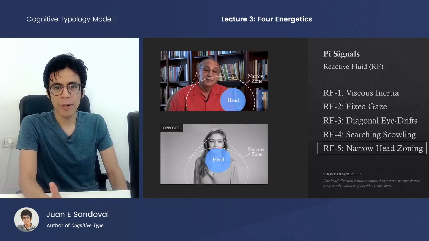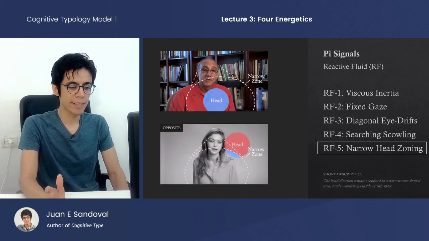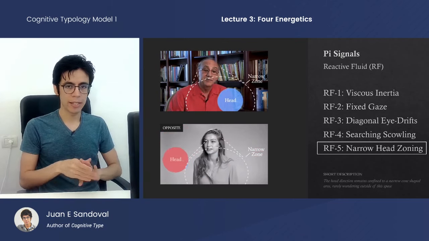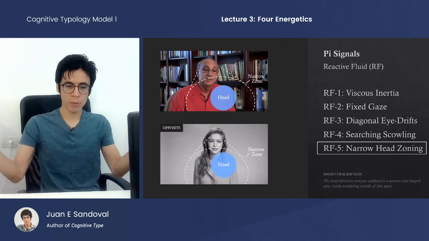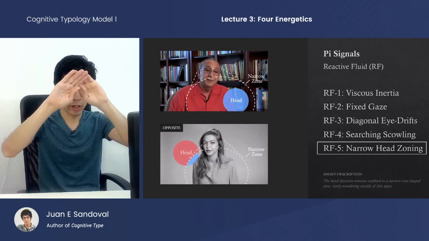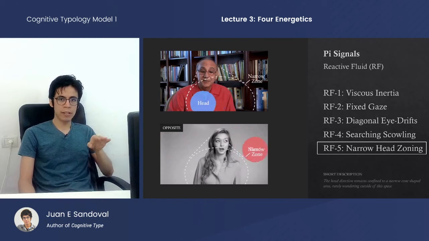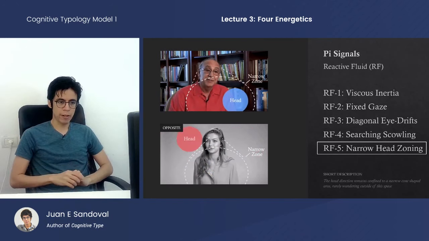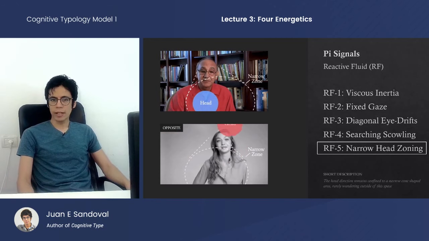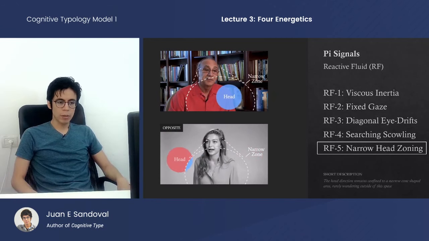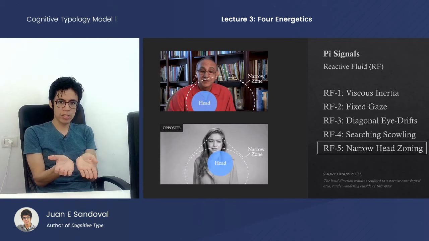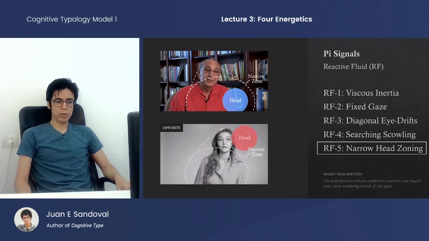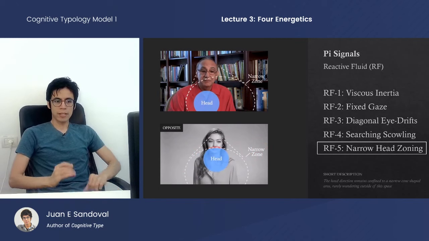And lastly, we have a narrow head zoning. Now, this signal is about the degrees of freedom that the head of the PI type has, and it usually stays within a cone-shaped perimeter. More specifically, we mentioned how there's the fixed gaze tendency, right? And from that fixed gaze, which is the default, they may scowl to the side and come back, they may look at the ground, but their head movements usually stay within this restricted perimeter of motion. And that's because the PI process is mostly doing recall, which only takes staring forward.